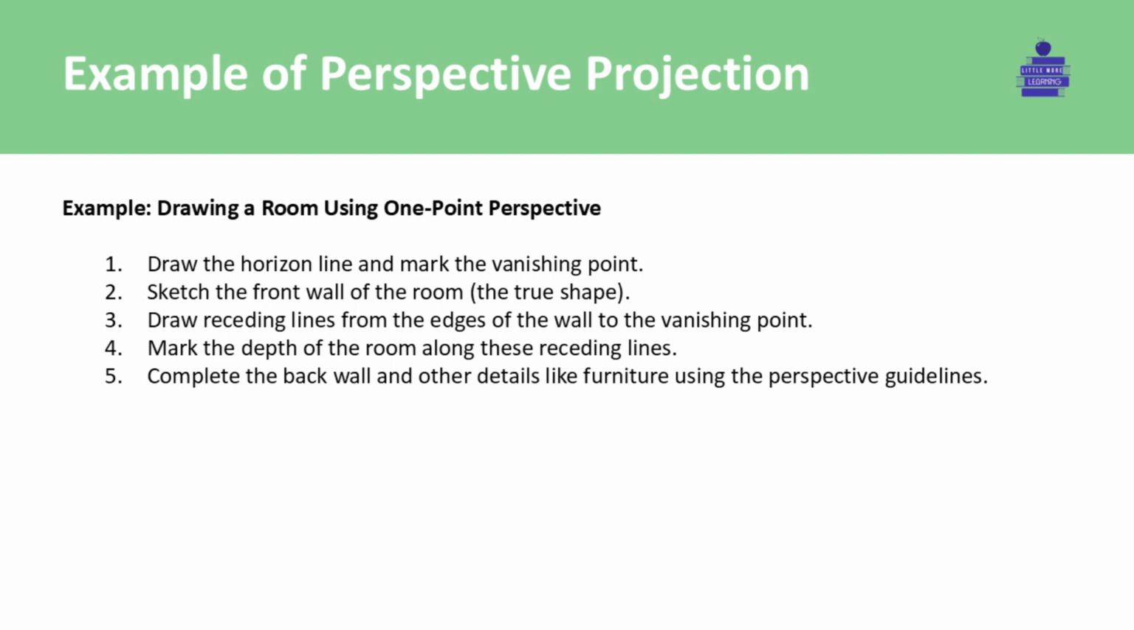Example of perspective projection. To draw a room using 1-point perspective, start with the horizon line at eye level and mark a single vanishing point. Sketch the front wall in its true shape, then draw receding lines from each corner to the vanishing point for walls, floor, and ceiling. Mark depth along these lines, complete the back wall, and add details, ensuring all parallel lines point to the vanishing point.